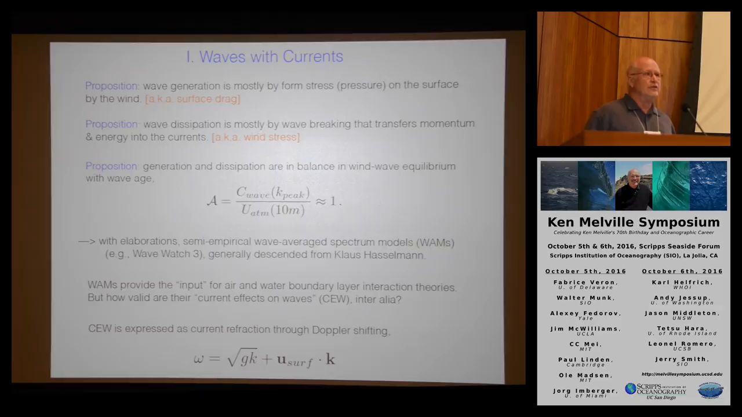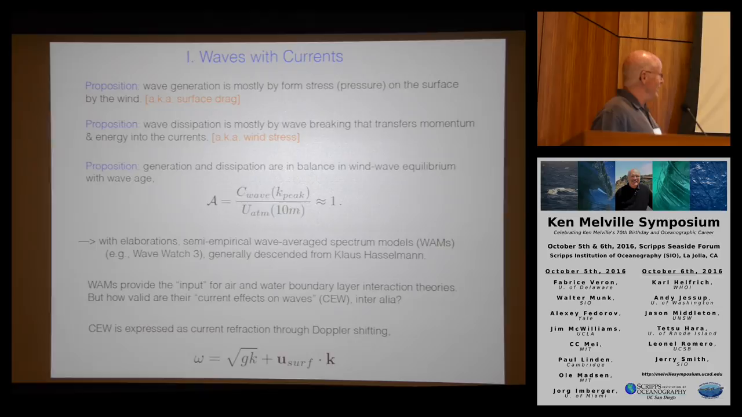But I think there's some real interest in the question of what effect the currents have on the waves, abbreviation Q, and how well is that represented in these wave models. It's essentially present as a Doppler shifting in the formula in the bottom line. And of course, there are very serious practical questions about what is this surface velocity. Questions of vertical shear in the waves are very difficult to handle theoretically.